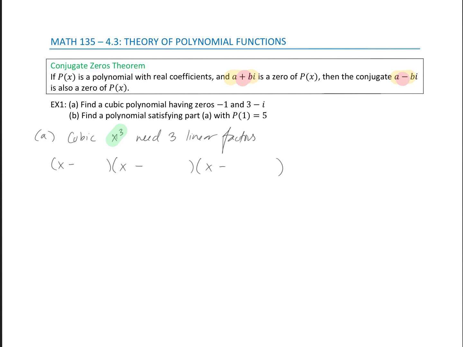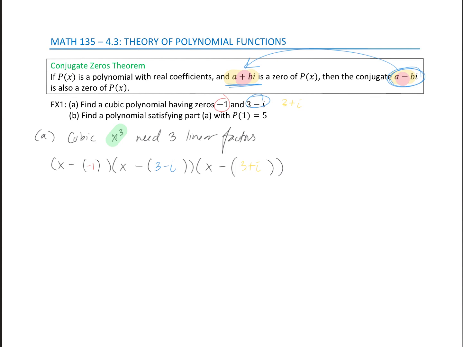Now, what are the zeros I have? I have one zero, which is -1. So I'll plug that in. And then I have another zero, 3 minus i. What would my other zero be? Well, again, remember, by the conjugate zeros theorem, if we have a minus, then that must mean the positive version is also a zero. So the positive version, 3 plus i, must also be a zero. Okay, and there we go.